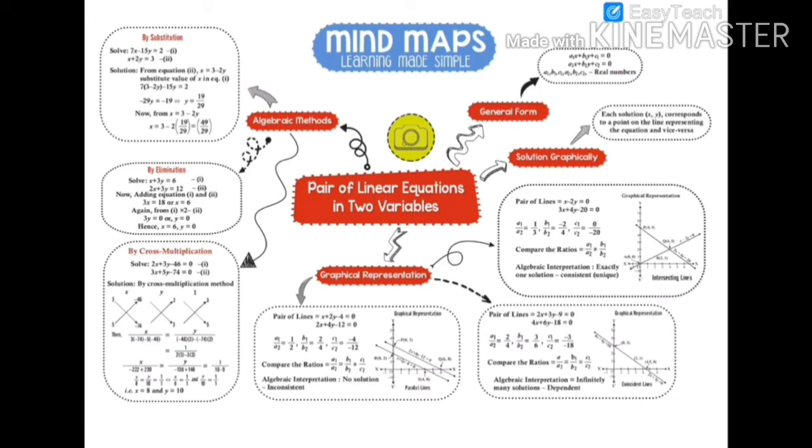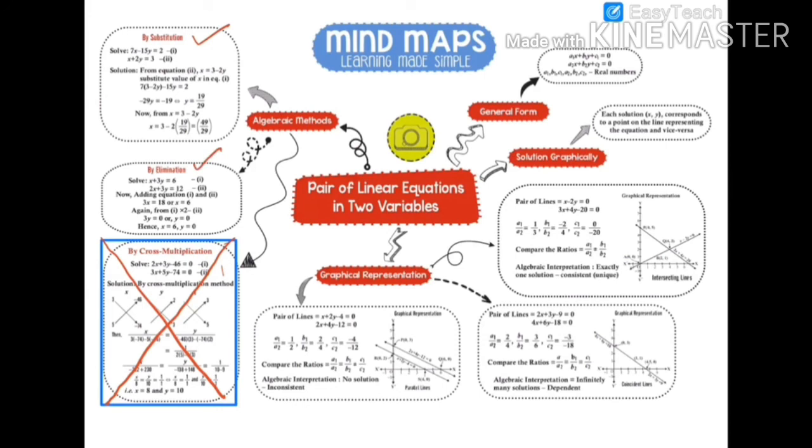Here is a mind map for this chapter. Cross multiplication is deleted, so this part is not there. So you have to study substitution, elimination, graphical representation, conditions for consistency, and word problems. With this, we come to the end of this video lesson.